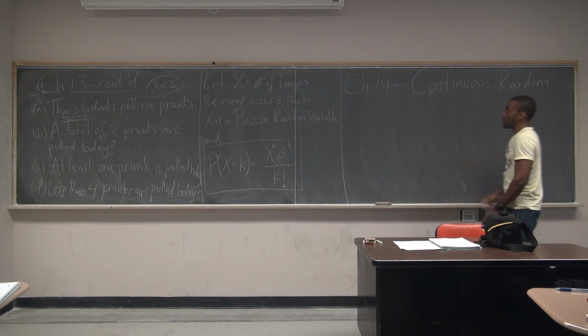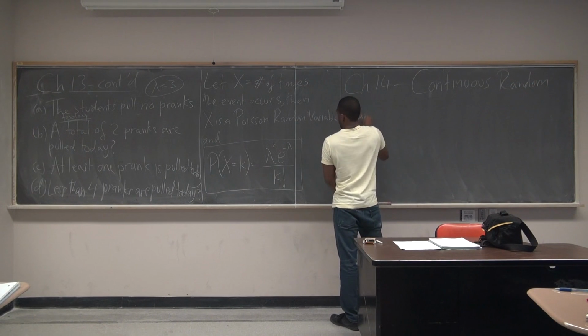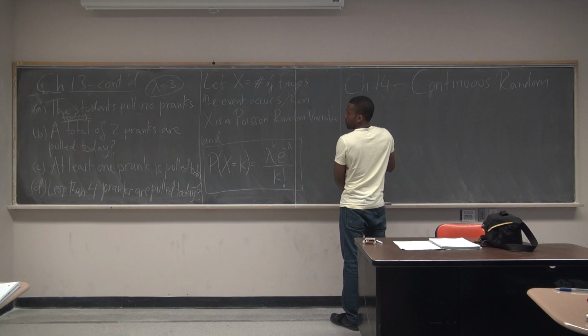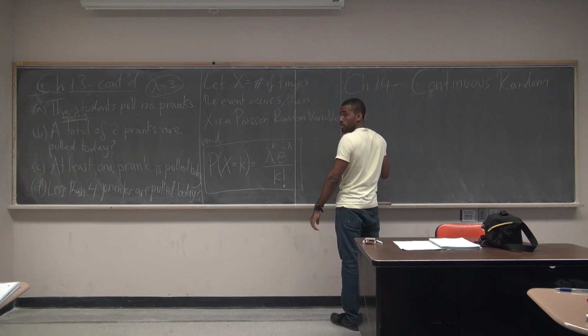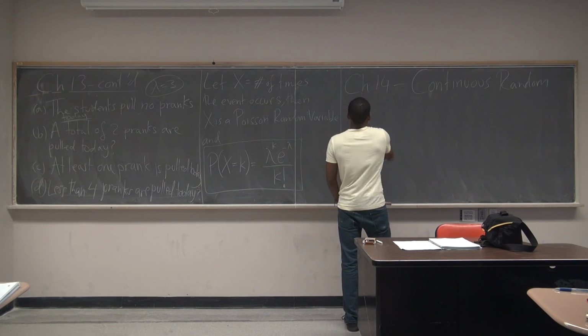Do you have the answer for number one? For A, do you have the answer for A? To check something. It would be 3 to the 0, e to the minus 3 divided by 0 factorial. So just 1. 3 to the 0 is 1. E to the minus 3 is the answer. Yeah, 1 over e cubed would be the answer. Because 0 factorial is 1. That's in the definition.